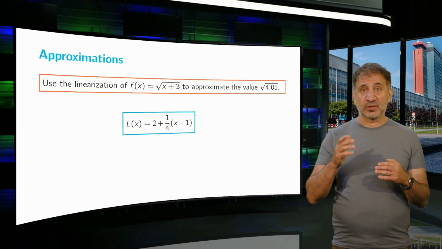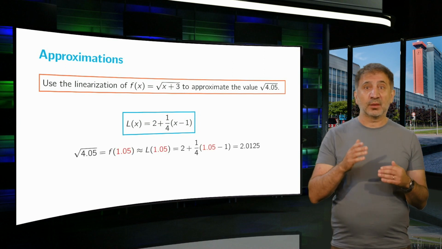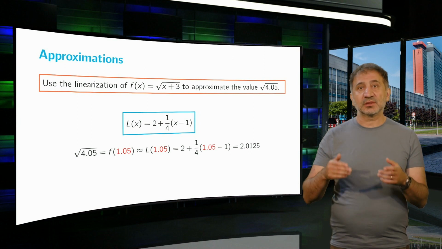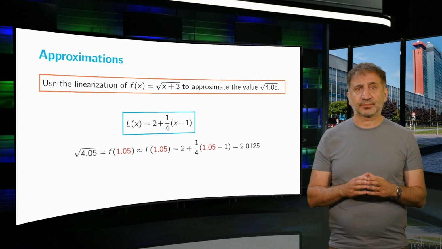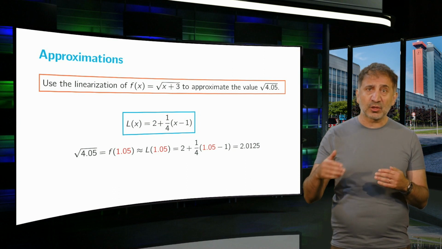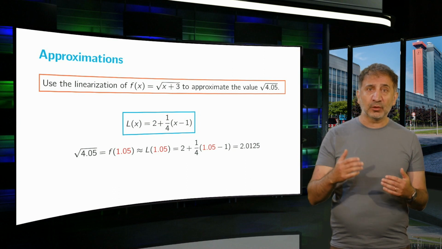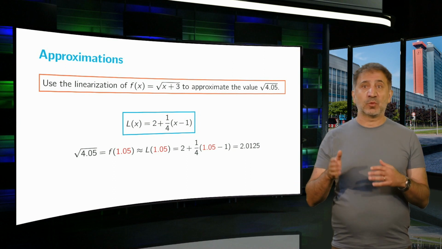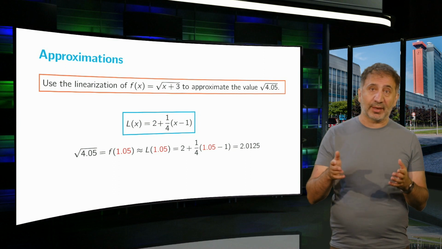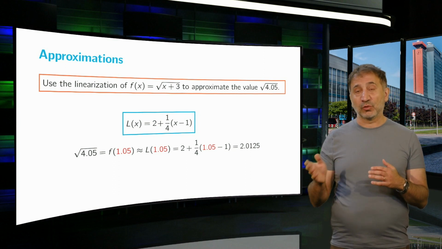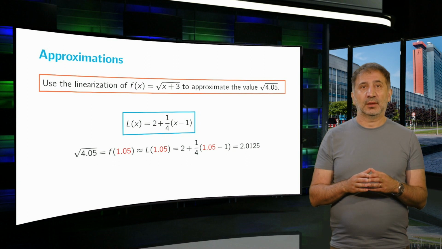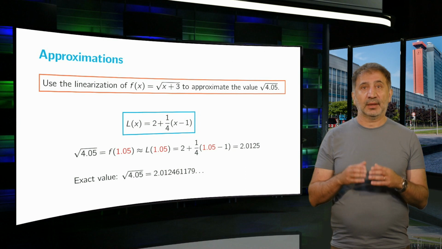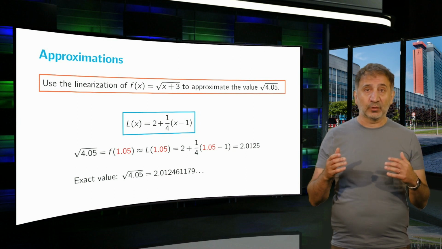The square root of 4.05 is the square root of 1.05 plus 3. In other words, it equals f of 1.05. But for values close to 1, this is approximately equal to L of 1.05. Filling in x is 1.05 in the formula for L of x yields 2.0125. A calculator easily gives the first 10 decimals. In the next video we will see how calculators achieve this.